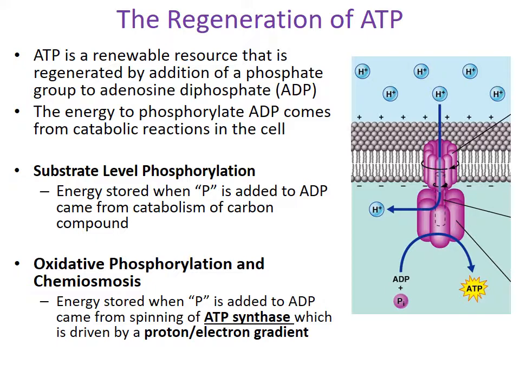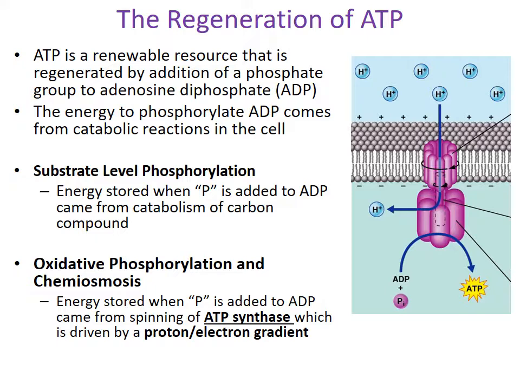The next way we can make ATP is oxidative phosphorylation and chemiosmosis, which is what the picture on this slide is showing you. Basically, in that picture, we've got a membrane, you've got a hydrogen ion concentration gradient, and you've got this crazy looking purple protein complex, which kind of acts like a windmill.